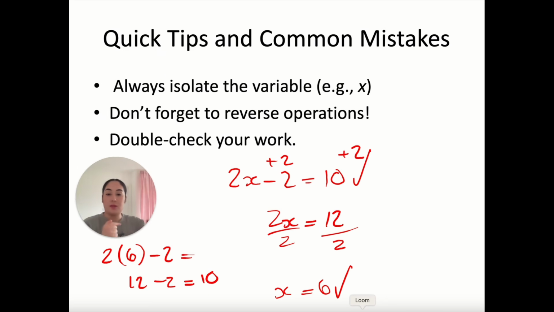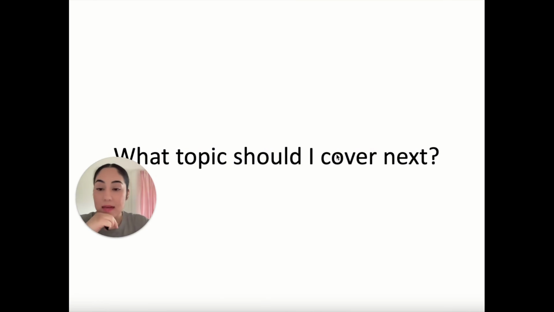So you can always substitute the answer that you've got back into the original equation and see if you get the right answer. If you didn't, then you know you've made a mistake. You go back and double check your work. If you got the right numbers, then perfect, we can move on. Right, I hope that makes sense.